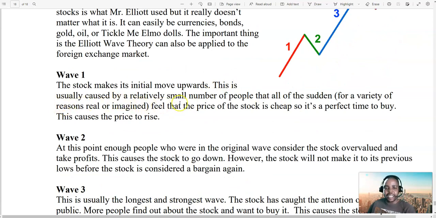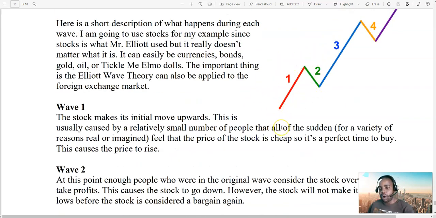This is usually caused by a relatively small number of people that all of a sudden, for a variety of reasons, real or imagined, there's also some form of psychology when it comes to trading, feel that the price of the stock is cheap, so it's a perfect time to buy. This causes the price to move up right here.